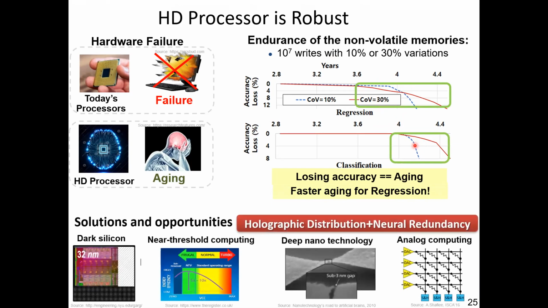But this robustness that we are providing is actually a promising solution for many different computing paradigms today. We are going to dark silicon, near threshold computing, deep nanoscale technology, that are all adding some kind of error or inaccuracy to the computation. So we can be completely robust against those failures.